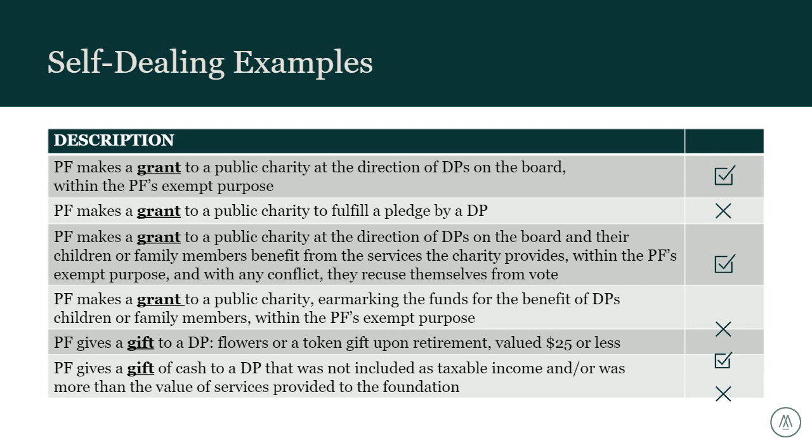And of course, any gift of cash to a disqualified person that was not included as taxable income and was more than the value of services provided to the foundation is also not okay. A token gift such as flowers, anything really valued at $25 or less, which would be considered de minimis, would be acceptable. Next slide, please.